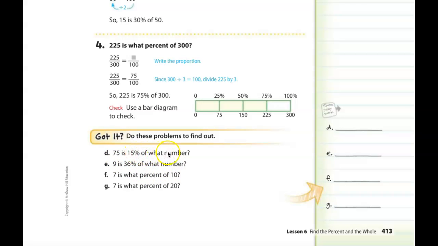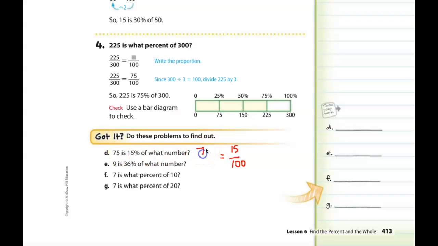75 is 15% of what number? So the first thing we have to do is set this up. So we know 15%, so we're going to write 15%, and we know that that is equal to... 75 is 15% of what number? So is 75 a smaller number or a larger number? Is it the part or is it the whole? Answer that, please. Okay, 75 is the part.